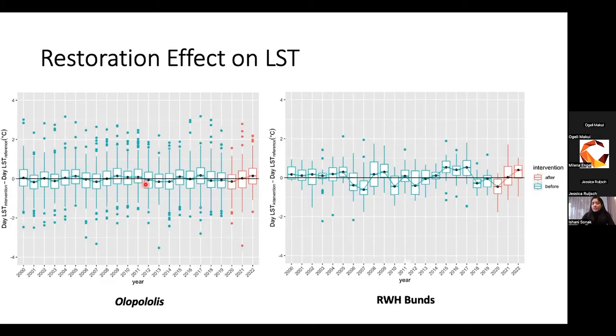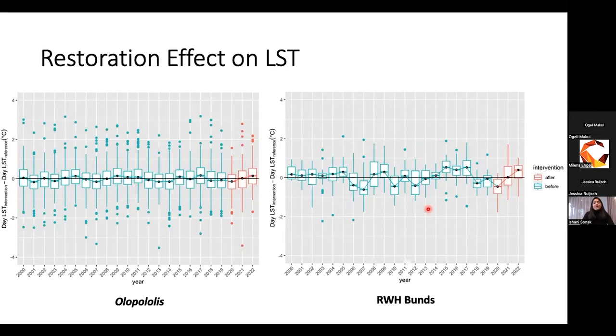It cannot be said that if the NDVI was perpetually higher in the olopololis, the LST is perpetually lower. That cannot be said. However, in drought years, since 2020 for example, we can observe that the LST tends to be higher inside the olopololis as compared to outside, and this is also the case for the bunds.